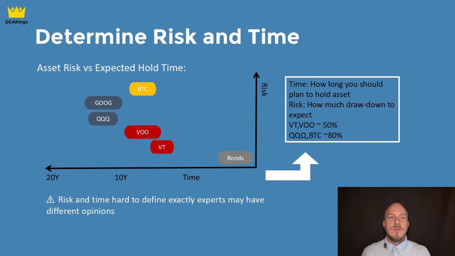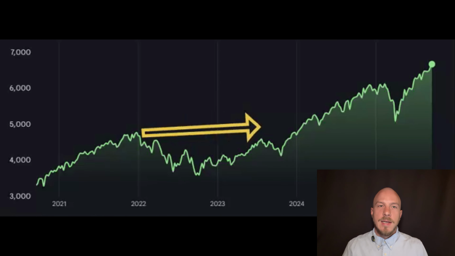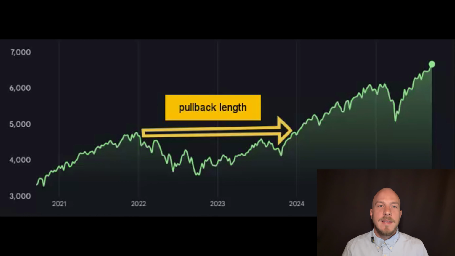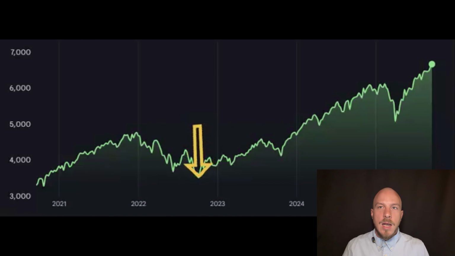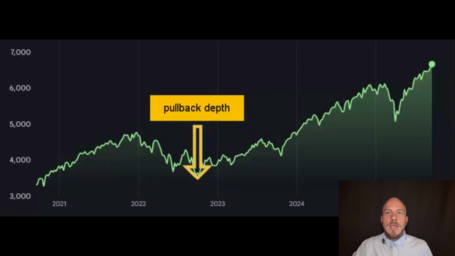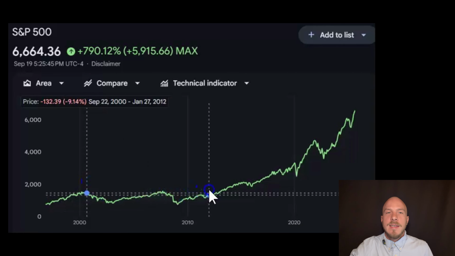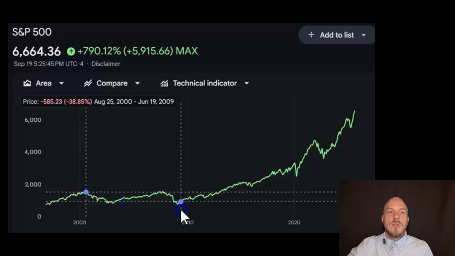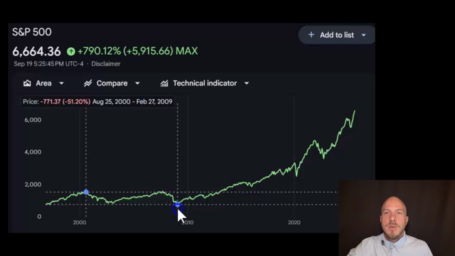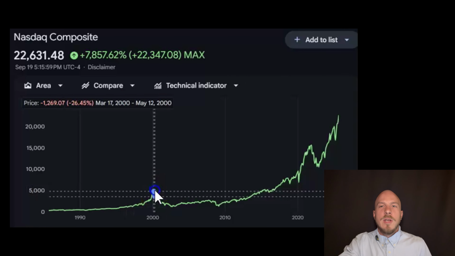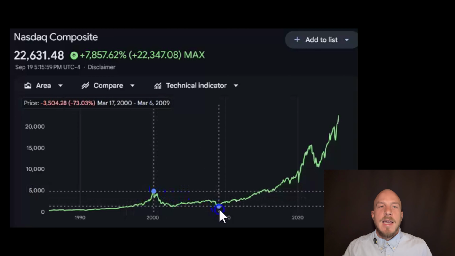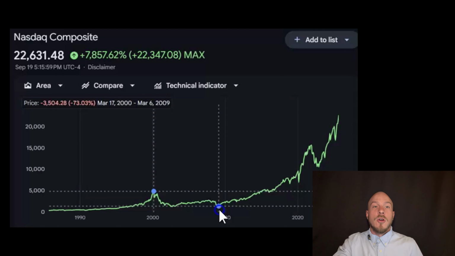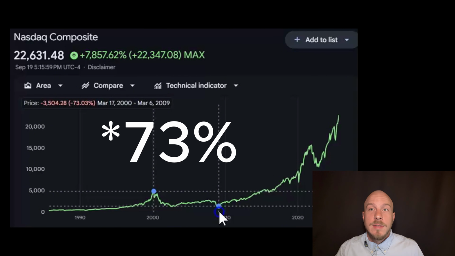Pick whatever fits your goals regarding risk and time. When picking assets, risk and time are hard to define exactly, and different experts may have different opinions. I mostly just rely on data, looking at how long a pullback takes to recover and how deep it goes. Let's go through some examples here. Here on screen now we have VOO, or the S&P 500. As you can see, from 2000, it took 12 years to recover and it had a 50% drop. And now here we have QQQ. That represents tech. This drop here took 16 years to recover and it went down 80%.